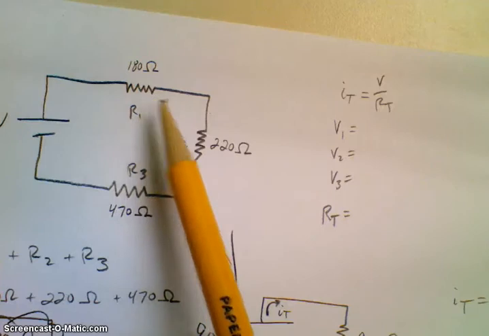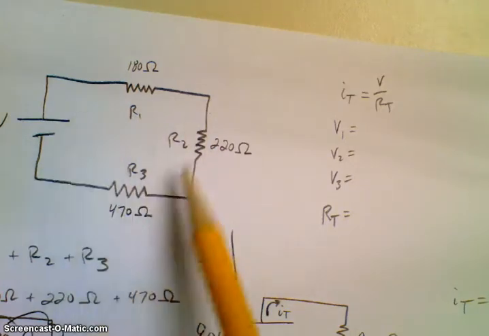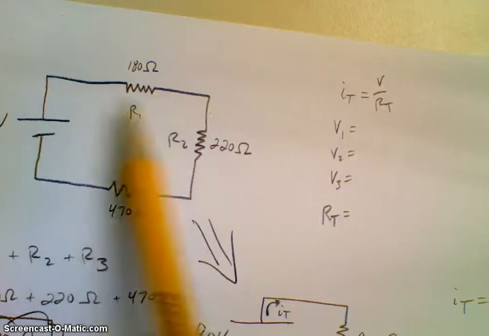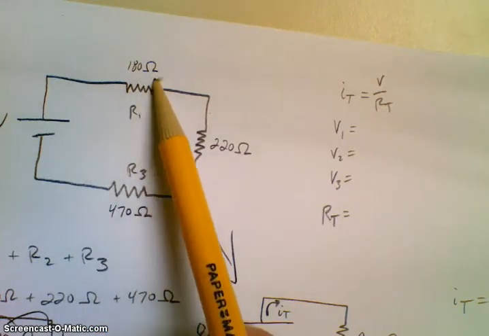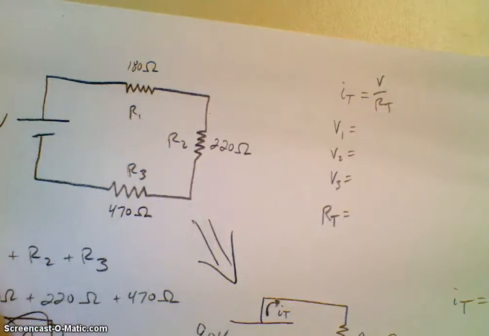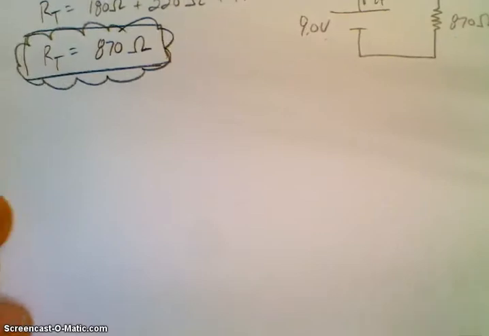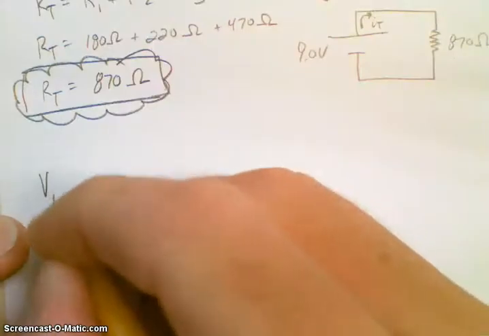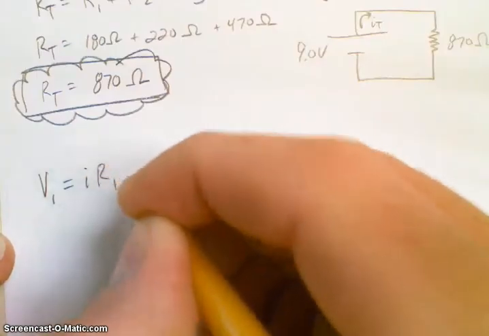The same? Same. There's only one path for it to go. So all the current leaving the battery has to go through each of these. So if I know the current through this resistor and its resistance, what can I determine? So guess what I'm going to do for V1, V2, and V3? That same thing. What's my equation to solve for voltage? Good. Current times resistance.